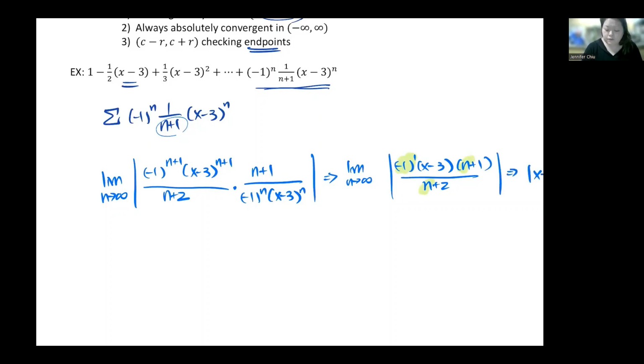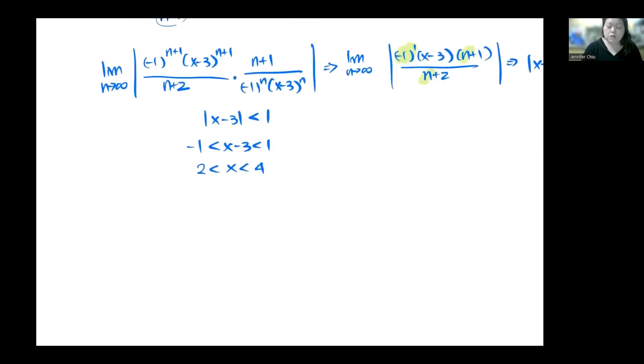So remember, we want this to be convergent, right? So absolute value of x minus 3 is going to be less than 1. So you create now your compound inequality. So -1 is less than x minus 3, less than 1. Add 3 to both sides, so you get 2 and 4. So x is between 2 and 4. Now, check your endpoints. Okay, so x equals 2.